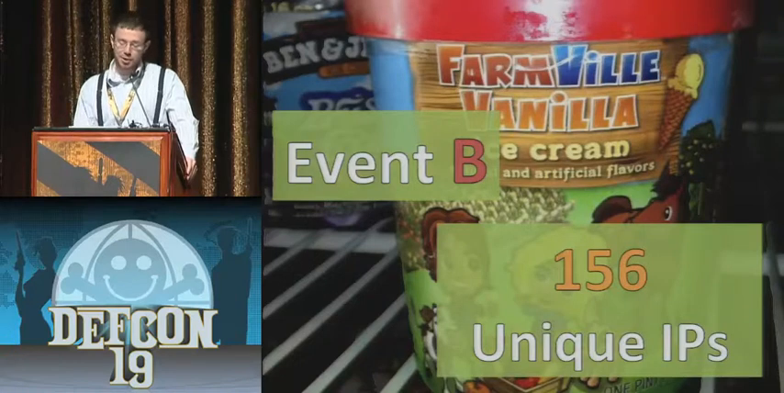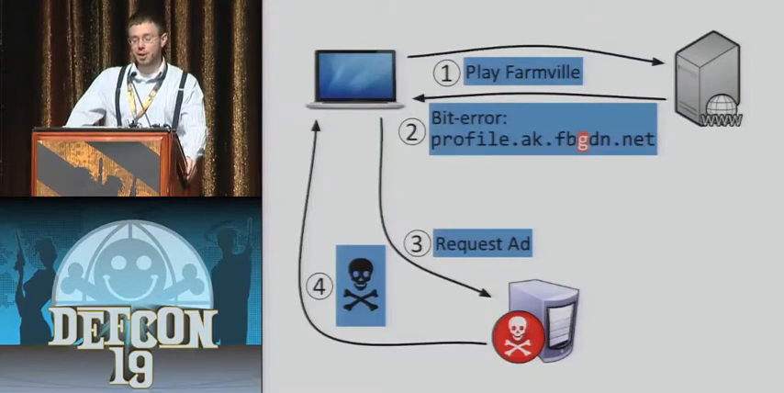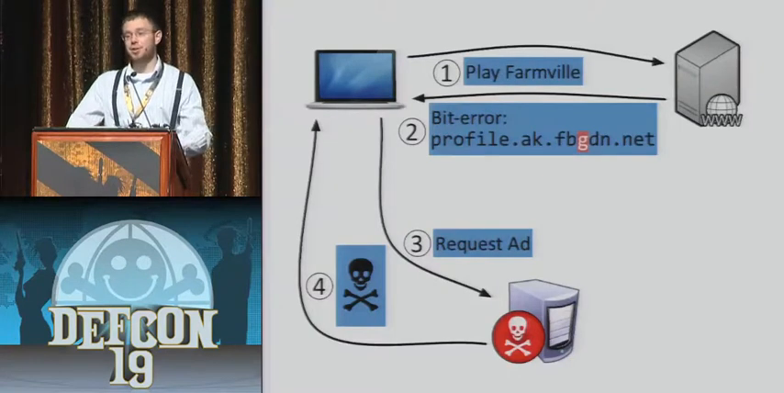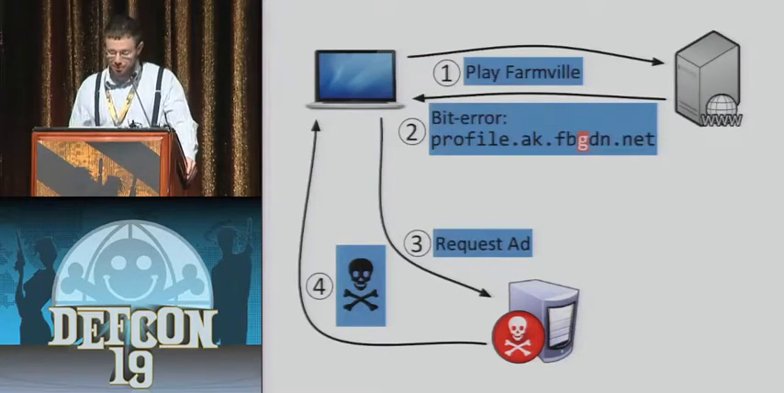The reasoning behind it was actually pretty much the same, except the bit error here was different. You would play Farmville, and a bit error changes fbcdn.net to fbgdn.net. Once again, this bit error gets cached somewhere in the Farmville cache, gets served up to 130 different people who request ads from me. And of course, you don't have to send them ads. I chose to send 404s, but there's no reason somebody malicious couldn't send them some choice JavaScript. And that's it for event B.